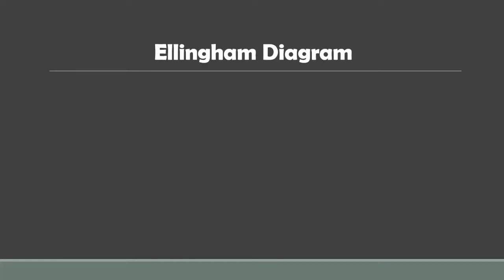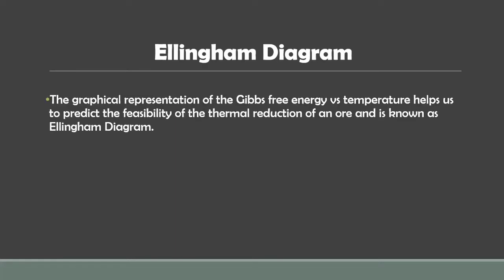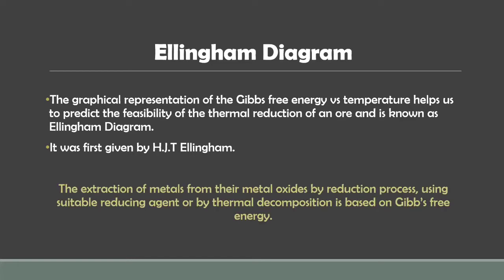So what exactly is the Ellingham diagram? The graphical representation of Gibbs free energy versus temperature helps us to predict the feasibility of the thermal reduction of an ore, and that is known as the Ellingham diagram. It was first given by H.J.T. Ellingham. So why do we take Gibbs free energy into consideration? That is because the extraction of metals from the metal oxide by reduction process using a suitable reducing agent or thermal decomposition is based on the Gibbs free energy.